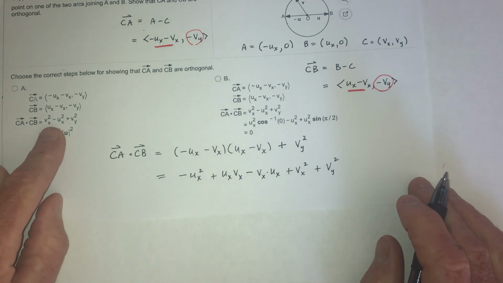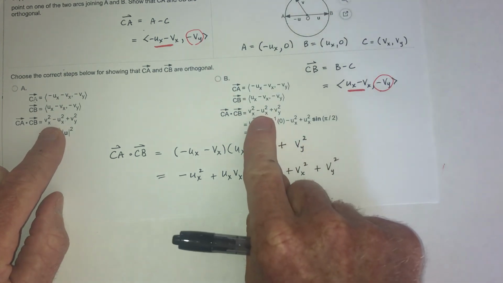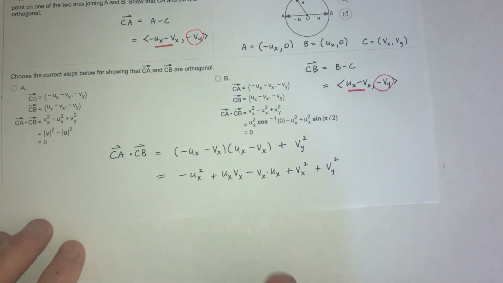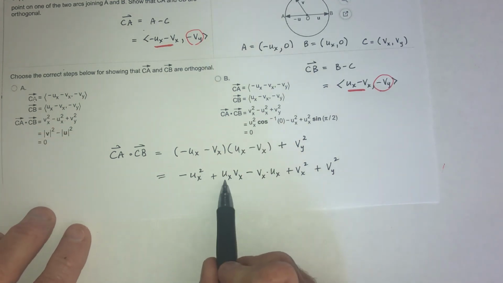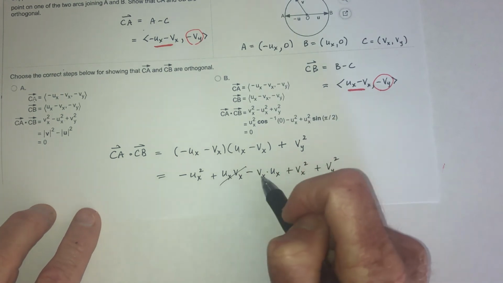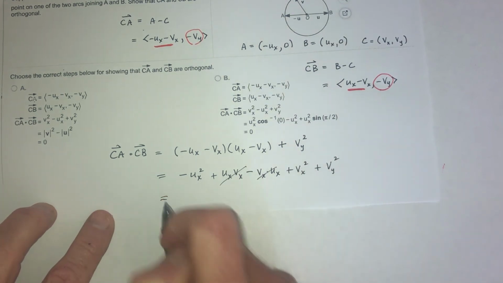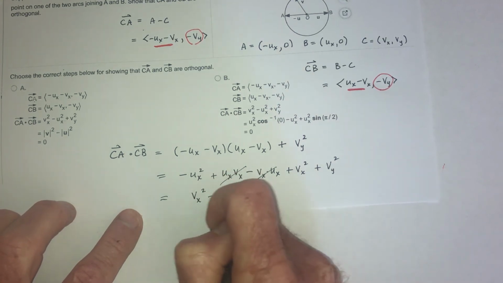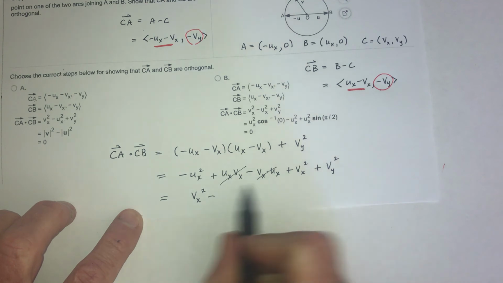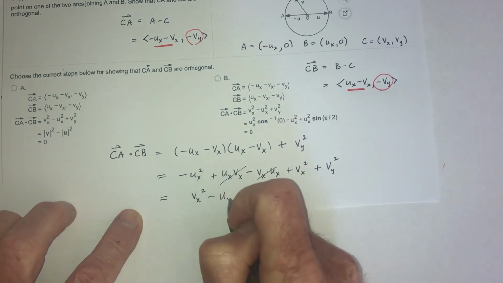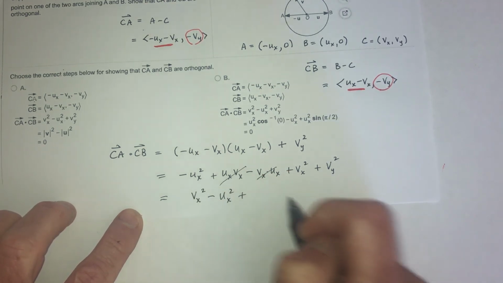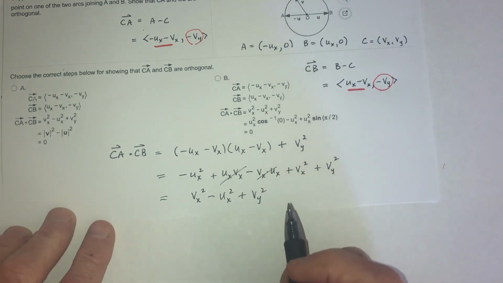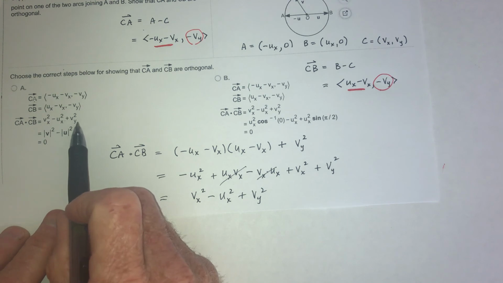So let's see, this one, these two are actually the same. So right here, this and this can cancel. So what's left is vx squared minus, so that's this guy, minus ux squared plus vy squared. All right, that's where this stuff came from.